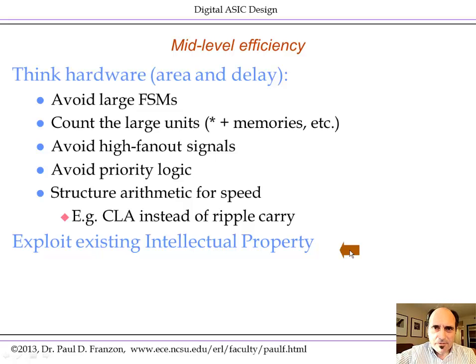And of course, for your large units, there's different ways of implementing them that lead to different speed area trade-offs. For example, for arithmetic, a carry look-ahead adder instead of ripple carry. When you write plus in synthesis, you're getting a ripple carry adder. If you want a carry look-ahead adder, you have to design such or reuse someone else's design, which is the point we're getting to next. And that is to exploit existing intellectual property.